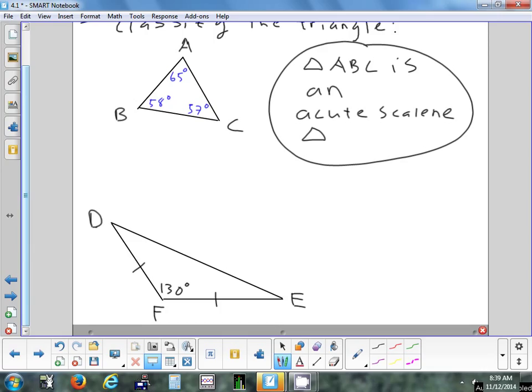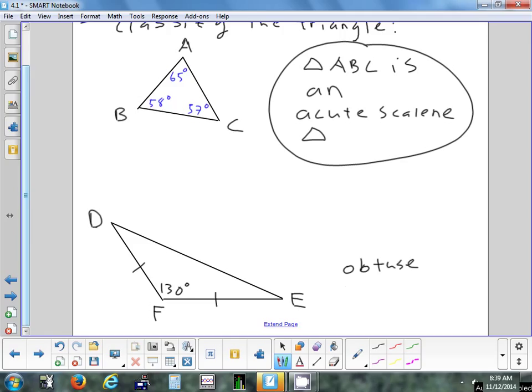Now we've got something a little different here. They are marking a couple sides as congruent. So DF and FE are the same measure. Okay, so what kind of triangle is this? I think it's going to be two words again. Luke? An obtuse isosceles. Yes, it's an obtuse isosceles triangle. So triangle DEF is an obtuse isosceles triangle.